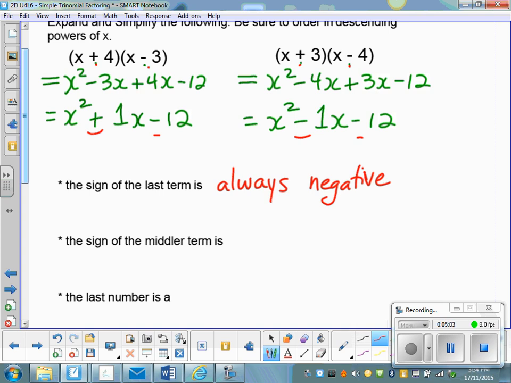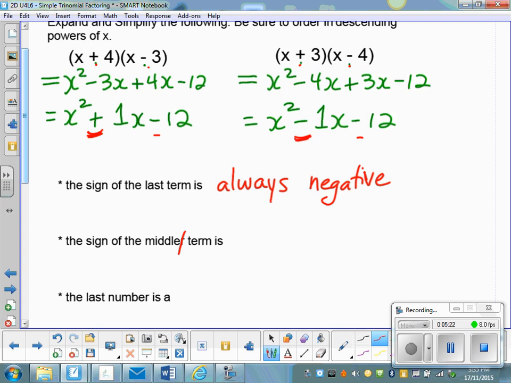And of course, the sign of the middle term. Let's just call it the middle term today. So the sign of the middle term, well, in this one, this is where they're different. In this one, we get a positive sign in the middle. In this one, we get a negative sign in the middle. Can we figure out why that happens?